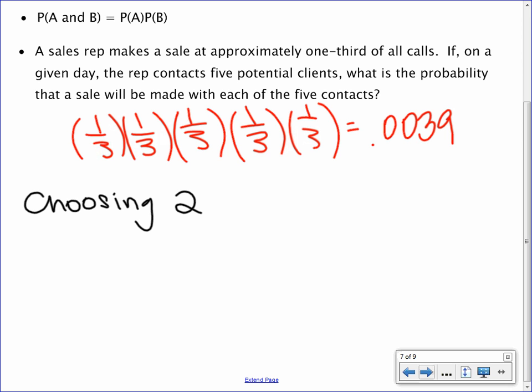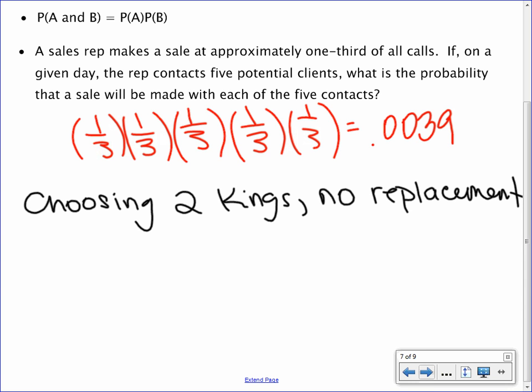Choosing 2 kings without replacement. Okay? So what's the probability of me drawing 1 king? 1 out of 52. No, it's 4 out of 52. Now, I am not replacing it, so I can't say times 4 out of 52. How many kings are left? Yeah. How many cards are left? 51. So those events are dependent of each other. So we have to adjust the next probability.